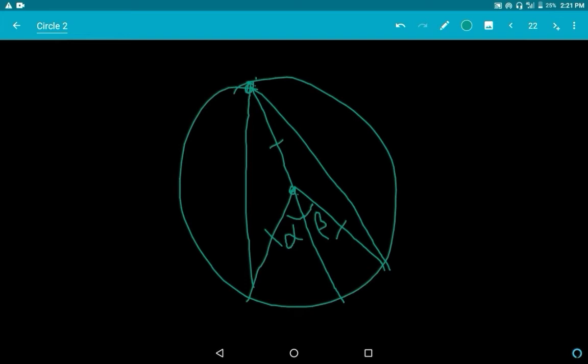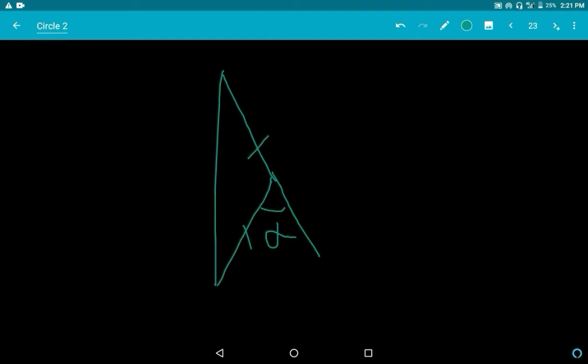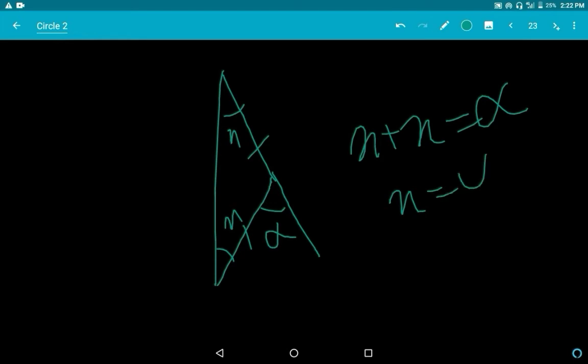Now let's enlarge this. Enlarge the left side. The left side looks something like this. This is alpha. This is equal to this equal to this. So let's say this is x. This is x. Now by the exterior angle property, we know what 2x is equal to. No, I'll not write 2x, maybe hard for you people. x plus x is equal to alpha. So x is nothing but alpha by 2.